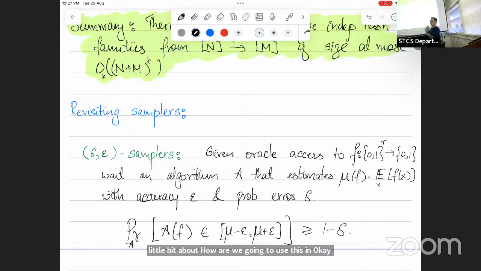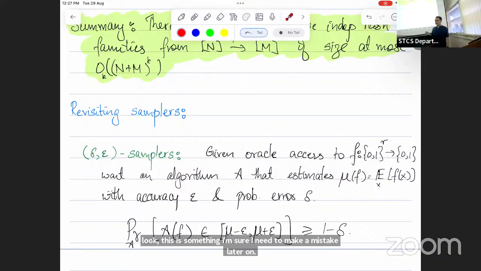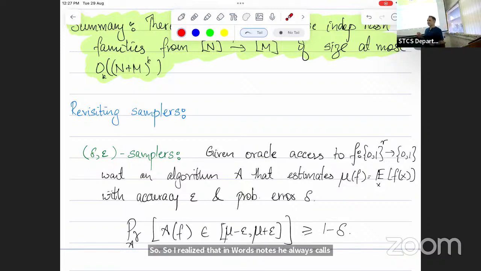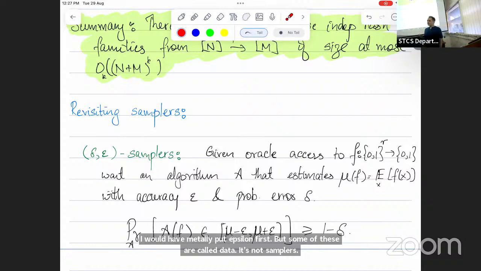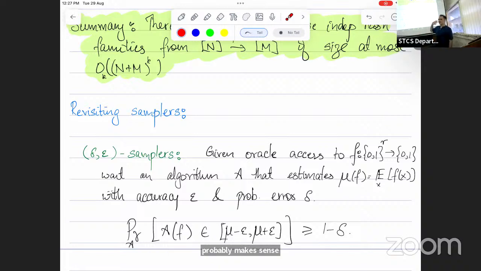Let's just again recall what a sampler was. I realized that in Vadhan's notes, he always calls them delta epsilon samplers, and I would have mentally put epsilon first, but okay, this is what a delta epsilon sampler is. Epsilon is going to refer to the accuracy, and delta is going to refer to the probability of error.